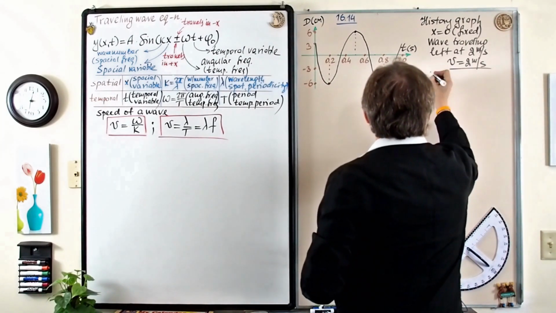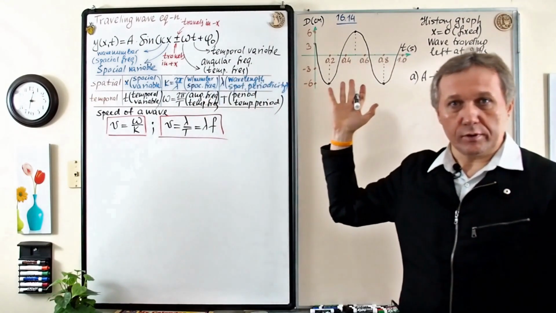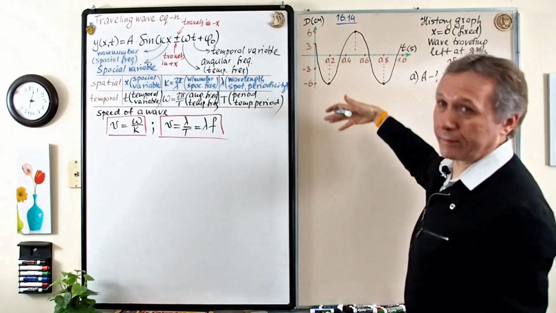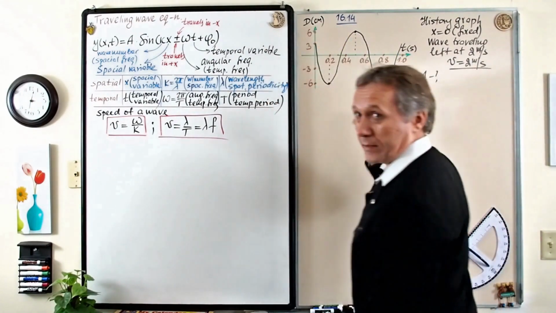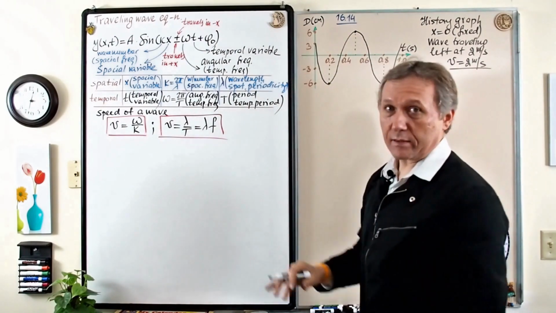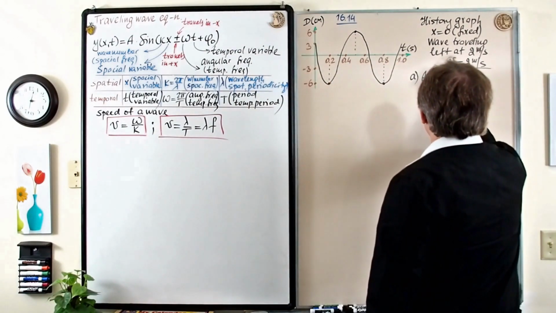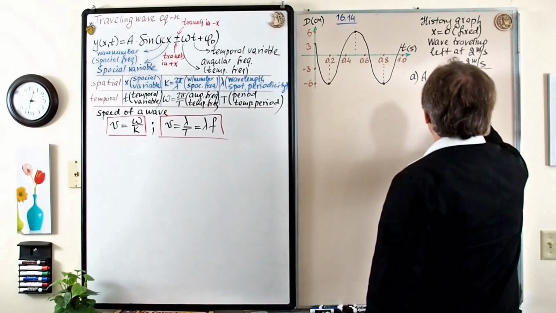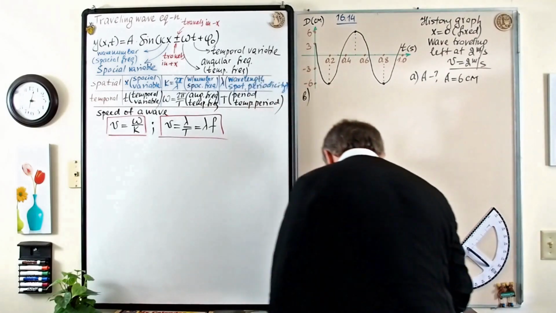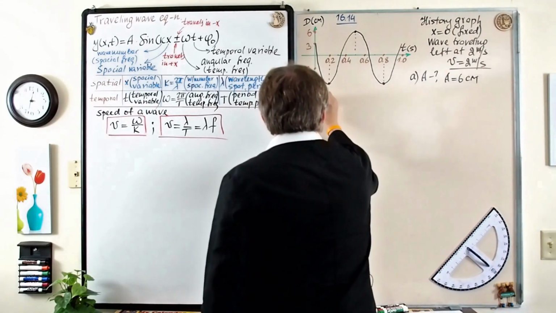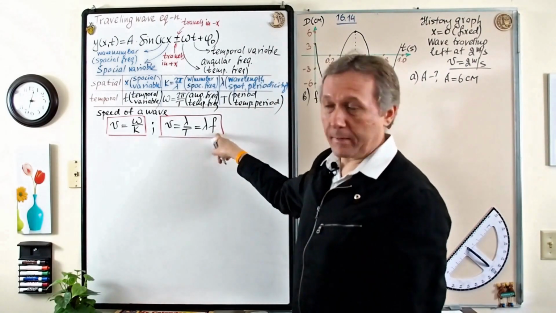A. We need to find the amplitude. Amplitude is trivial. So here's the amplitude. This is A, this is minus A. So the amplitude is 6 centimeters. Usually amplitude you can get from the graph immediately. So no troubles, A equals 6 centimeters. Then B. What else do we need to find? Frequency, f. So we need to find this frequency.